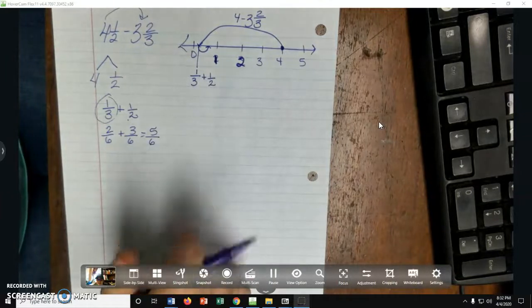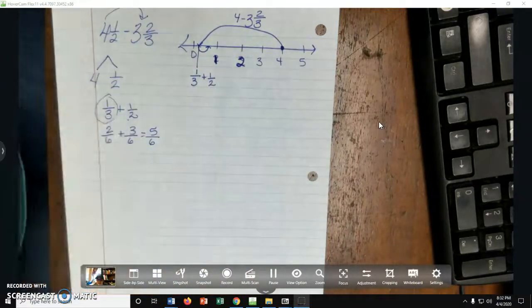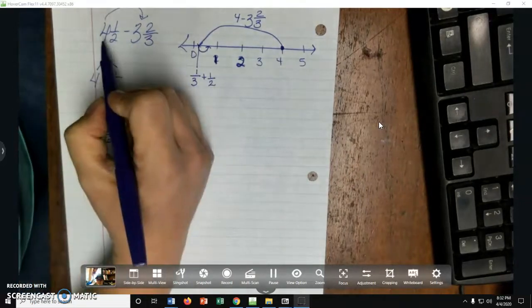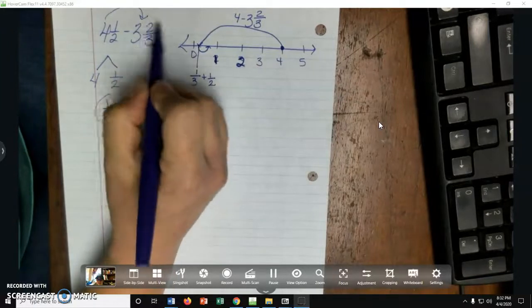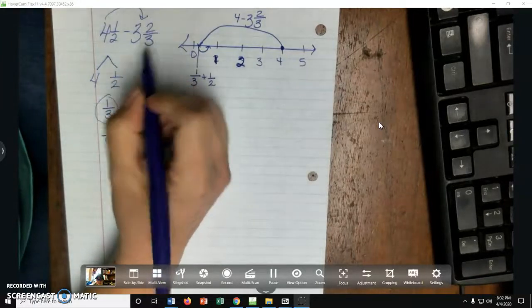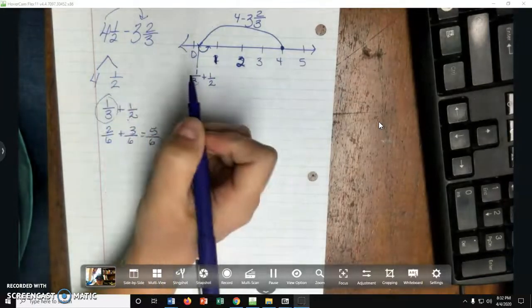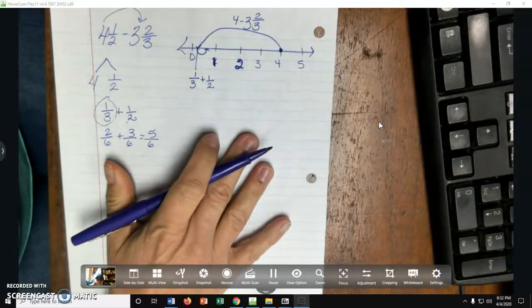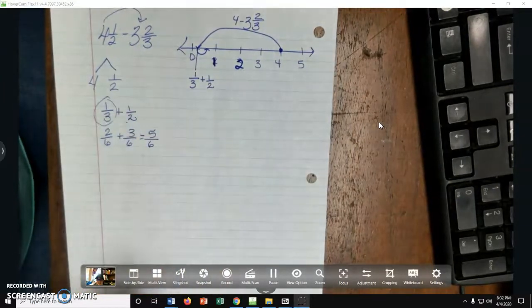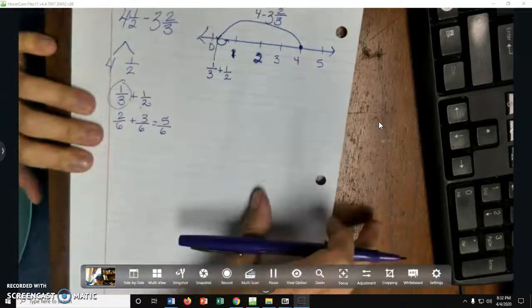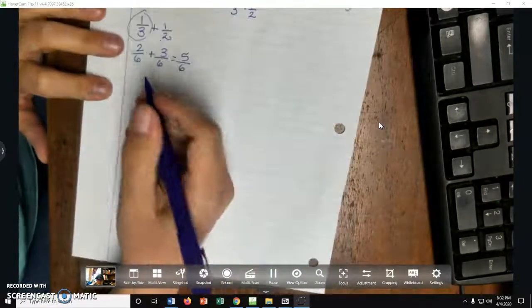Does that make sense? Here, this is really 4 1/2, taking away 3 2/3. So I can take the 4, take away the 3 2/3, but I have to add that half back, because I started out at 4 instead of 4 1/2. Mathematically, the other way works out just fine.